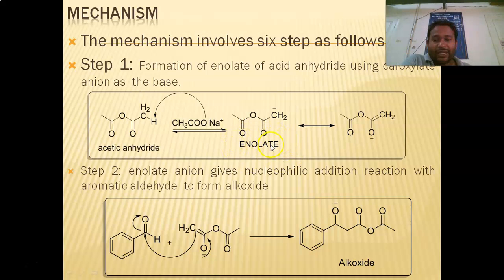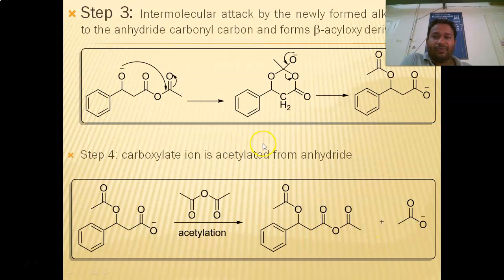This enolate will undergo condensation with the carbonyl carbon of the aldehyde. Here the electrons move towards the carbon, and the pi electrons move towards the carbonyl carbon. The enolate acts as a nucleophile, which is added to the carbonyl carbon, giving the corresponding alkoxide. This is the second step in the mechanism.